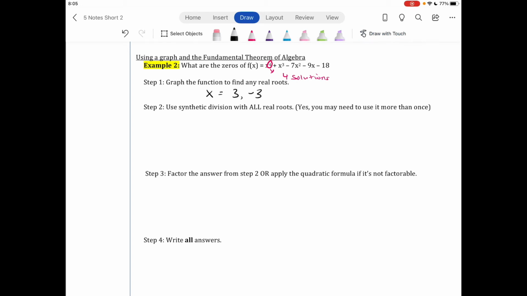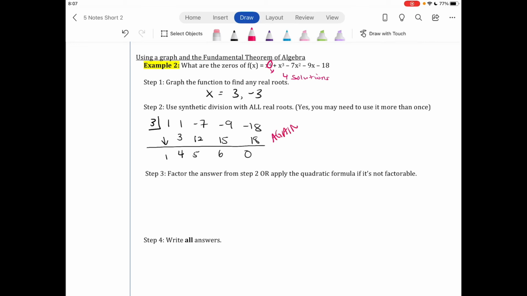Now we're going to do synthetic division with all of the roots. So if you have more than one real root, you need to do synthetic division more than once. It does not matter which one you start with. Let's just say we start off with the 3. We'll grab the coefficients again from the original polynomial, which is 1, 1, negative 7, negative 9, and negative 18. Bring down the 1, multiply to get 3, add for 4, multiply for 12, add for 5, multiply for 15, add for 6, multiply for positive 18, and we get that remainder of 0, which we should have because we already know that 3 is a solution.